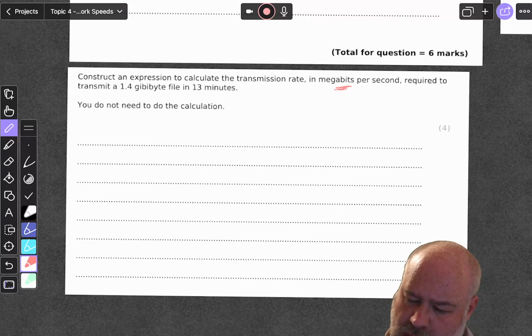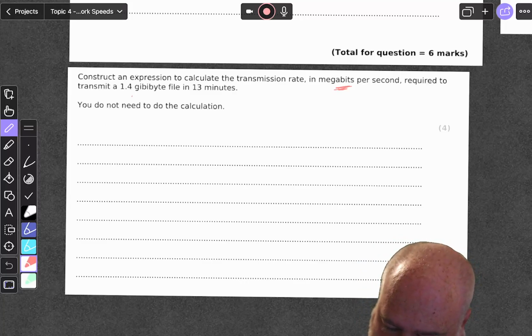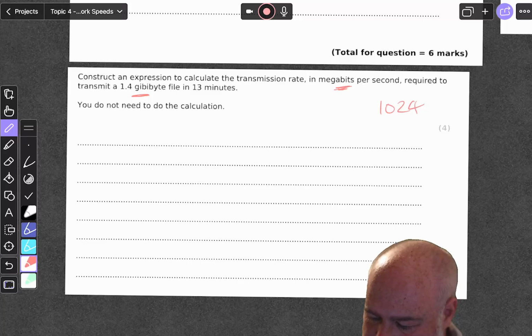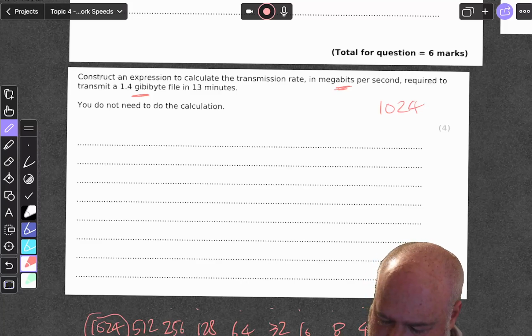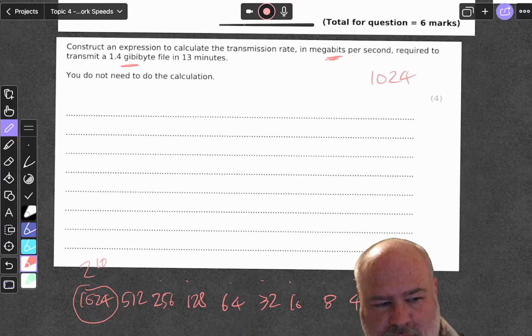Required to transmit a 1.4 gigabyte file. Okay, right. So this is not gigabyte. This is related to base 2, isn't it? So if you remember, 2 to the power 0 is 1, 2, 4, 8, 16, 32, 64, 128, 256, 512, 1024. So 1, 2, 3, 4, 5, 6, 7, 8, 9, 10. So 2 to the power of 10 is 1024. Alright, 1024.